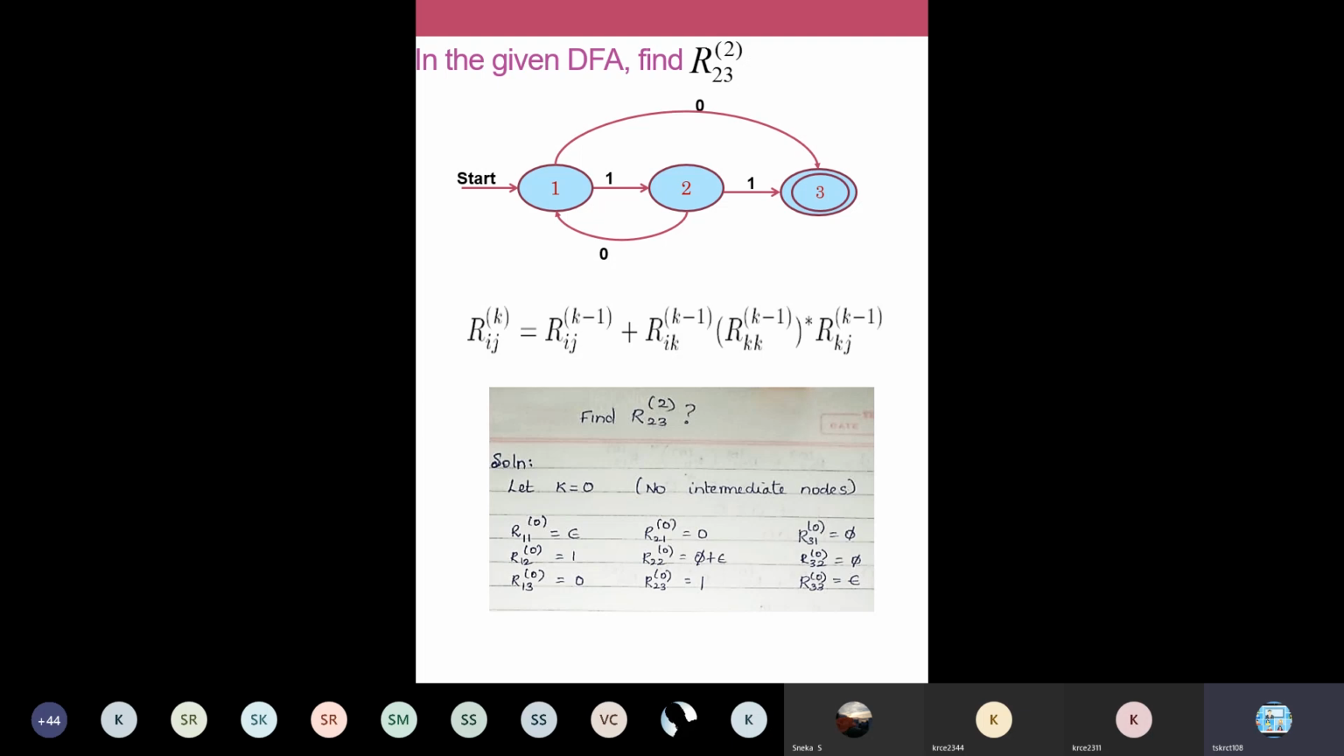And R22 is from 2 to 2, you don't have any self loop. Once again, don't have a self loop, so write a null. And since i and j are the same, write an epsilon here. Okay. And then R23 of 0. So from 2 to 3, you're having an edge labeled as 1. So write that 1 here. And then R31 of 0 is from node 3 to 1, you don't have any edge, so it is null. And R32, from 3 to 2 also you don't have any edge, write it as null. And R33 of 0, 3 to 3 don't have a self loop, so it is null plus epsilon. You can minimize it as epsilon itself.